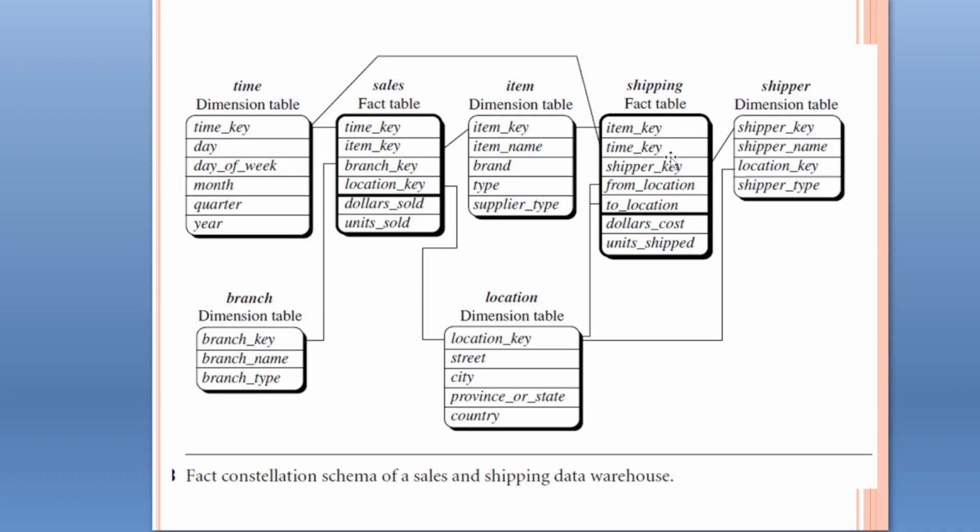With the time key, we link this fact table with the time dimension table. So this time dimension table is also used by both the fact tables. Then we have the shipper key, which is used to connect with the shipper information only. Then we have from location, which is used by both the fact tables, shipping as well as sales. Then the to location is only used by this fact table. And so, in this way, this fact constellation schema looks like a galaxy of stars.